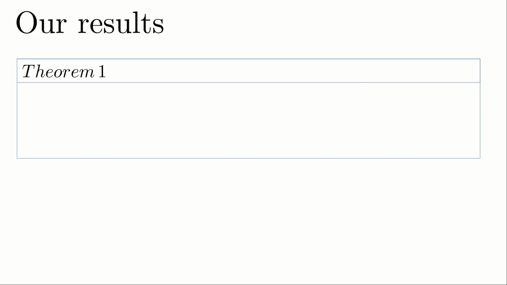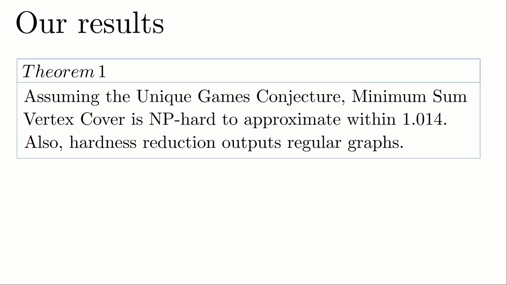Now in this paper we would like to add certain results to this list of results on minimum sum vertex cover. So, what we prove is the following. First, we show that assuming the unique games conjecture, minimum sum vertex cover is NP-hard to approximate within 1.014. Also, the hardness reduction outputs regular graphs, for which approximation might be easier, and this in turn makes our hardness result even stronger.